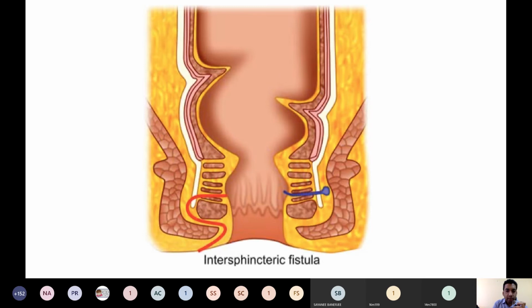Okay. So here is intersphincteric. Here in the blue color, you can see the anal gland which is present in the intersphincteric space, but its duct is ending in the anal canal, precisely at the dentate line. So this is the example of a typical anal gland that you see. Coming to the red line here, the red path which is shown, the infection of this gland has to traverse through the internal sphincter, and then the path takes the intersphincteric space. So this becomes your intersphincteric fistula.